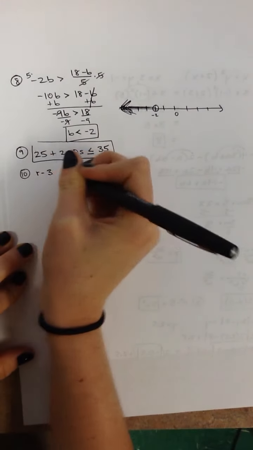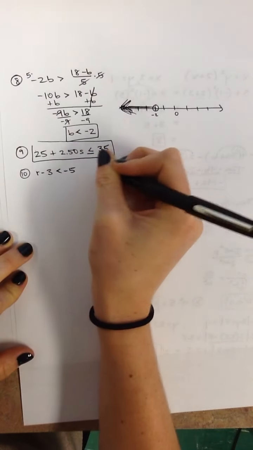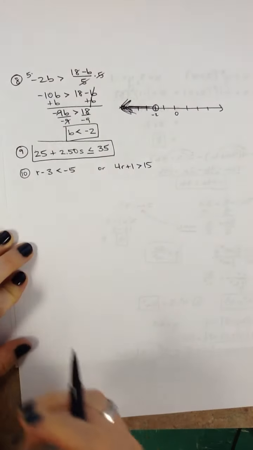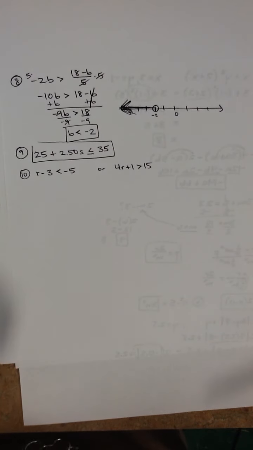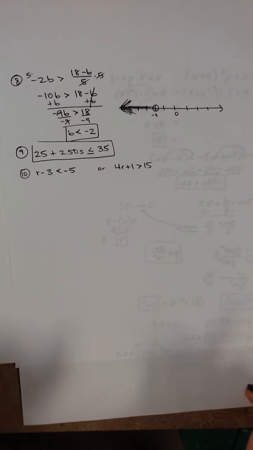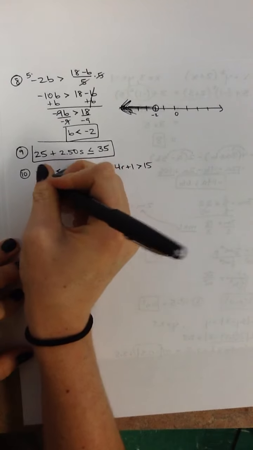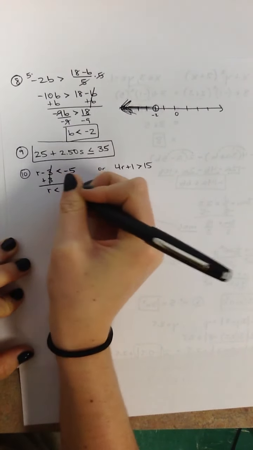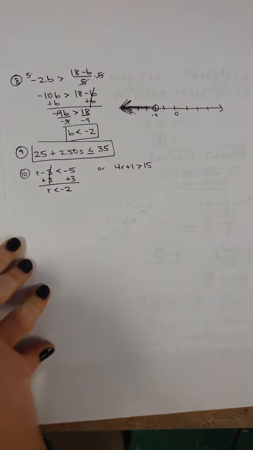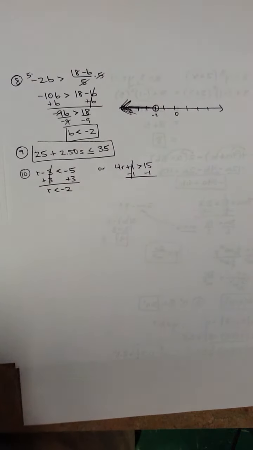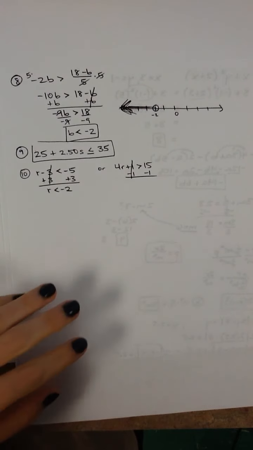R minus 3 is less than negative 5, or 4R plus 1 is greater than 15. And again, just a reminder, that or does not mean that you get to choose which one you want to graph. This is an or compound inequality. That's where you get the two pieces off to the side. So for this one, solve this piece by adding 3 to both sides. So first piece is R is less than negative 2, or whatever we get over here, start by subtracting 1. Remember, when we're solving equations or inequalities, we always add or subtract before we multiply or divide.